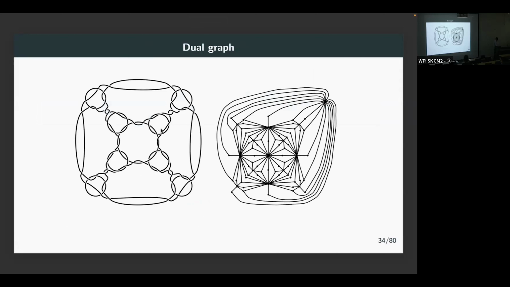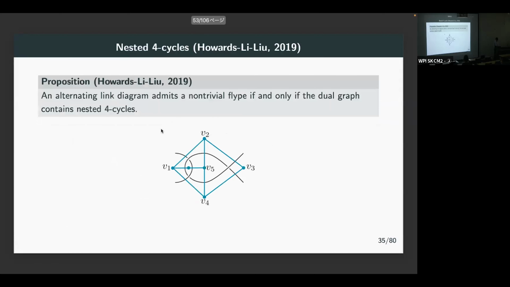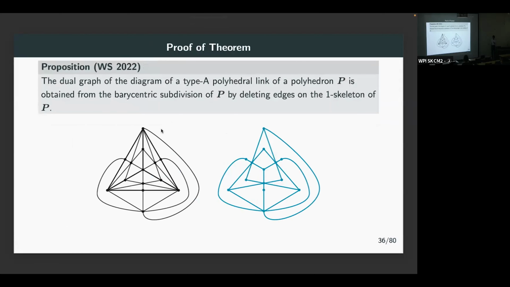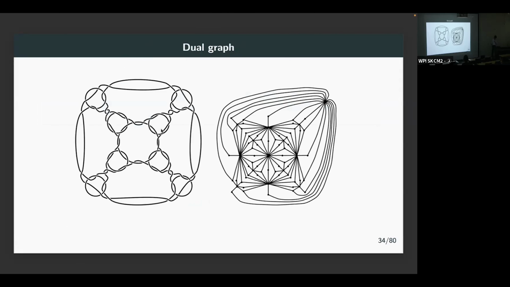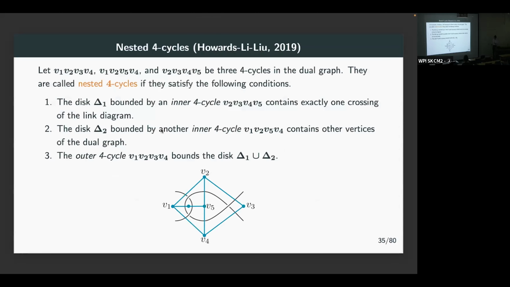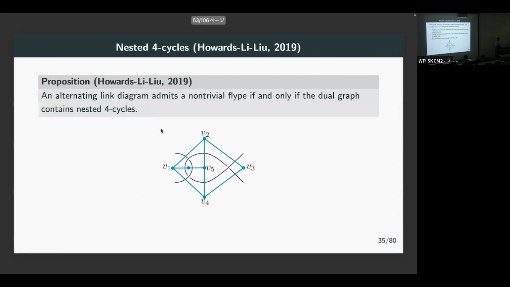And we show that if you have alternating diagrams of type A and type B, there are no such flips. So for that, we will use a dual graph to check where the flip is. But we don't go into the detail. But this is how we show those two links are different.